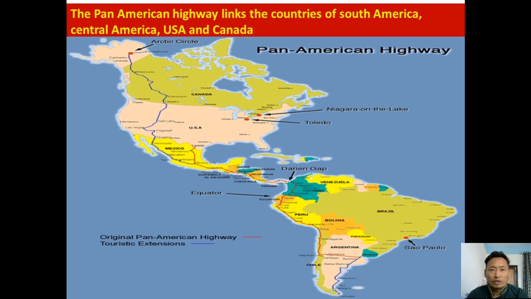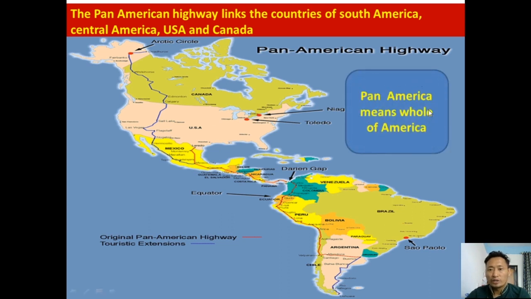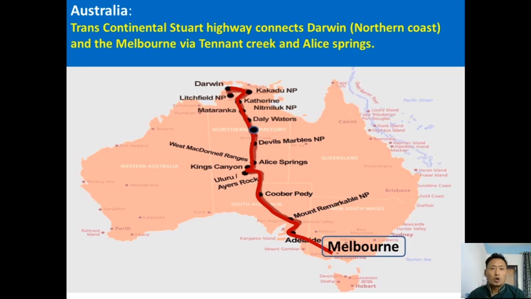The next important highway in America is the Pan-American Highway. What is meant by Pan-America? Pan means whole or all, and America means the whole of America. This roadway connects North America and Central America with South American countries. It links the whole of America, and because of that, it is called the Pan-American Highway. This highway connects South America, Central America, USA, and Canada.